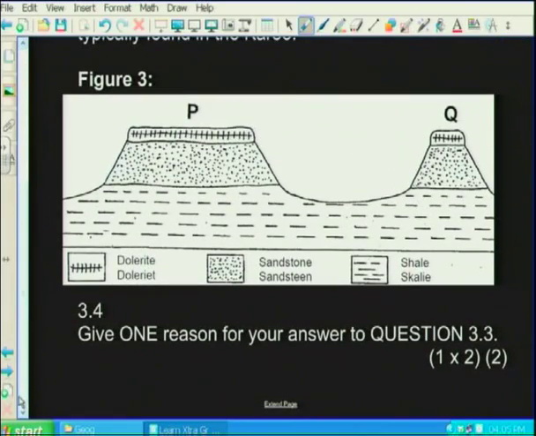3.4. Give one reason for your answer in question 3.3. So they want you now to prove or explain why dolerite is the most resistant rock.